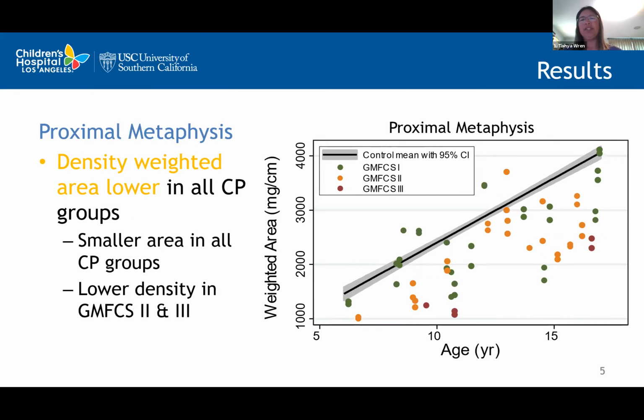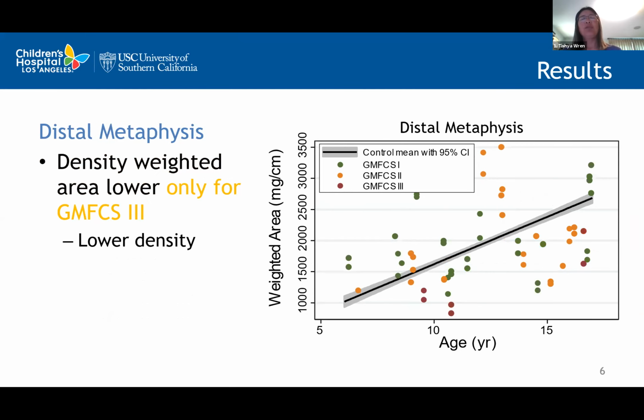In the proximal metaphysis, we also found low bone properties in all of the CP groups compared with controls. The density weighted area was lower for all of the CP groups, and this was primarily due to smaller cross-sectional area in all GMFCS levels. And in GMFCS 2 and 3, there was also a decreased cancellous bone density. It was a little bit different in the distal metaphysis, where only the GMFCS 3 had a lower density weighted cross-sectional area than the controls. And this was primarily due to a low cancellous density.